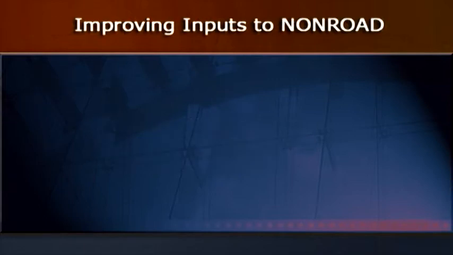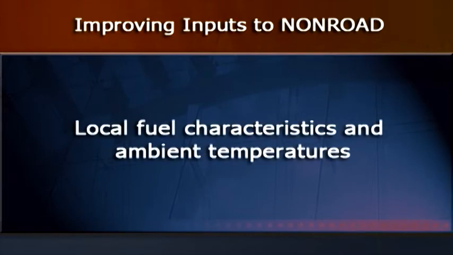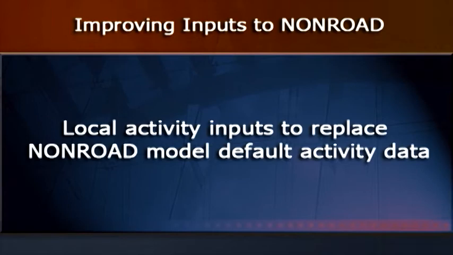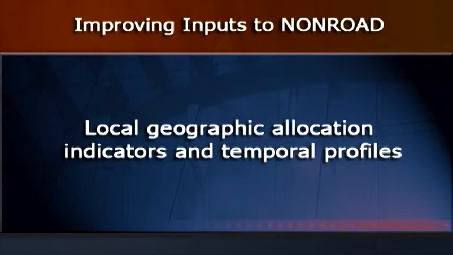Inputs to non-road can be improved with local knowledge. Local fuel characteristics and ambient temperatures are usually available. Local activity inputs may be available to replace non-road model default activity data, and local geographic allocation indicators and temporal profiles can be used.